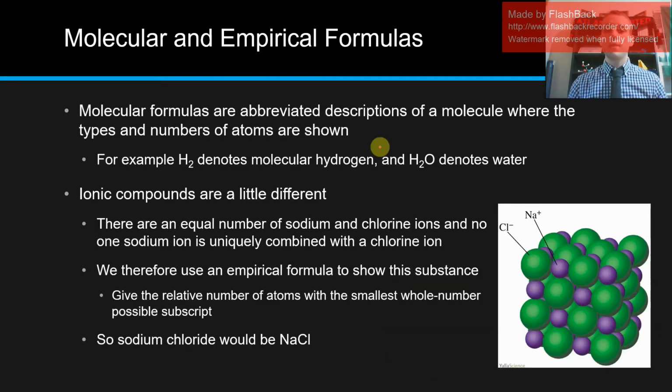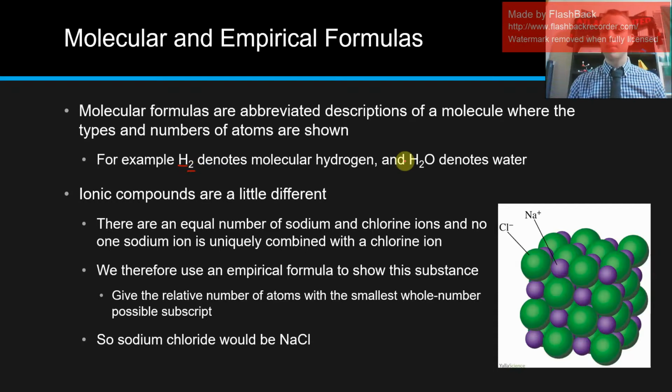So how do we write these formulas down? How would we show this on a piece of paper? We do this through molecular and empirical formulas. So molecular formulas are just abbreviated descriptions of a molecule where the types and numbers of atoms are shown. So what do I mean by that? If we take hydrogen, for example, H2, this is how we denote molecular hydrogen, right? We know it's hydrogen by H, and we know that it's diatomic with the 2.